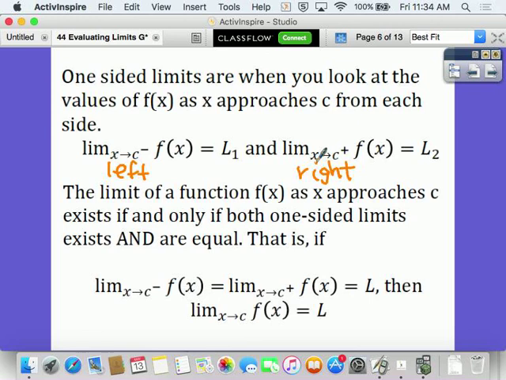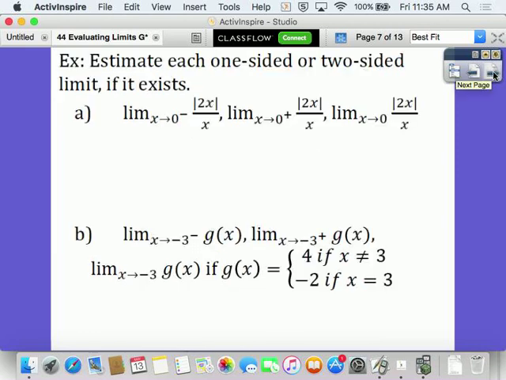Now, a limit of a function f of x as it approaches c exists if and only if both one-sided limits exist and if they're equal. So that basically means that if you're approaching c from the left and c from the right, they should equal the same value. Because if they do, then you know the limit as x approaches c, doesn't matter from the left or the right, is that value. But if they don't, if they approach two different values, then you know that the limit as x approaches c does not exist. We talked about this a lot with your piecewise functions.